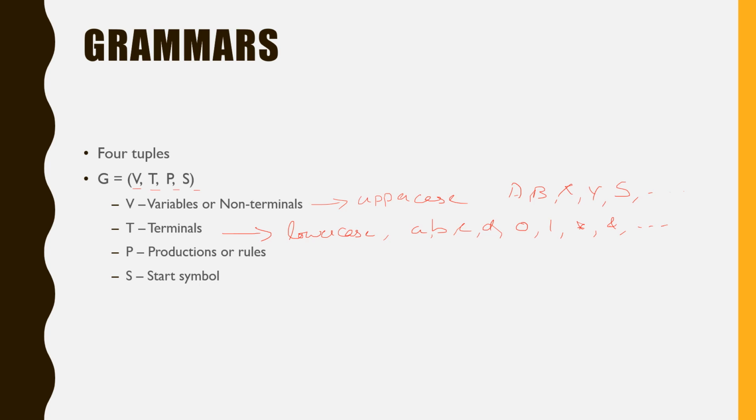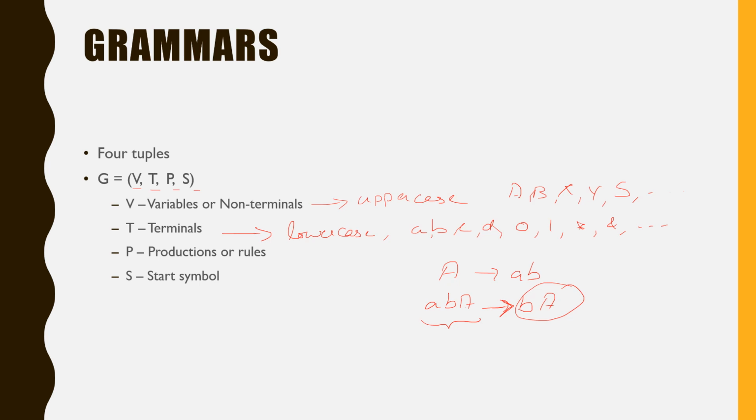And productions or rules are the format by which a grammar should be written. Using these terminals and non-terminals, I can frame productions like A derives AB, or I can write ABA derives BA, and so on. The production should have a left hand side and a right hand side, and for the derivation I use an arrow mark. So this is how the production of a grammar should be.